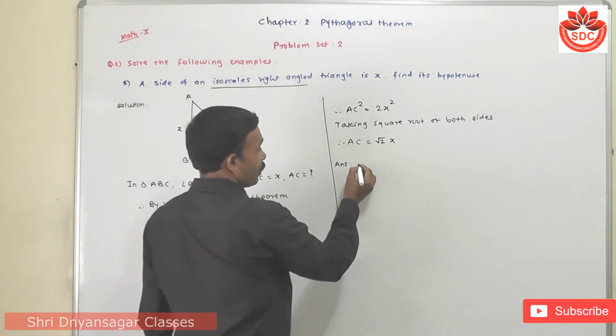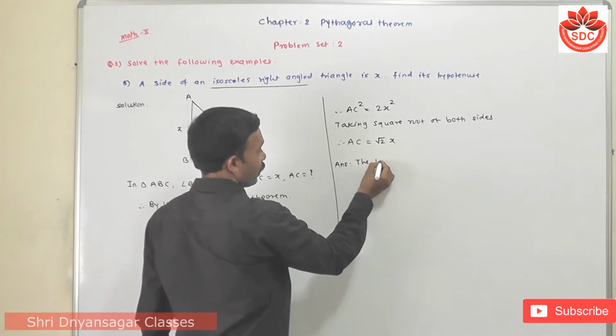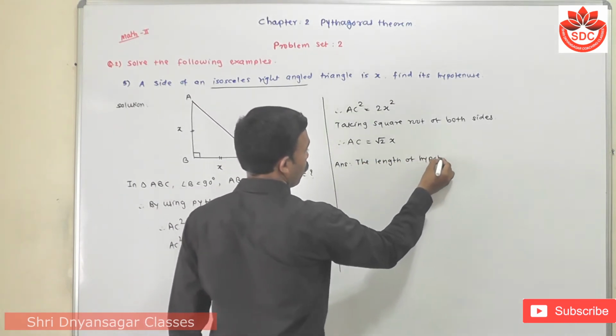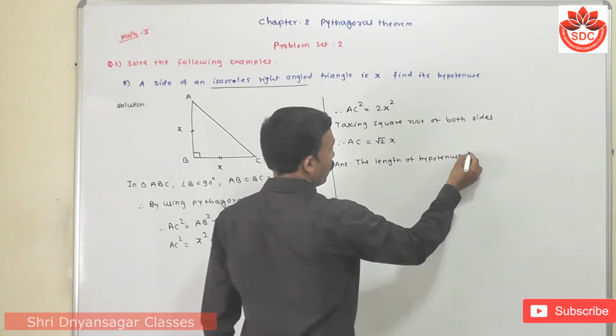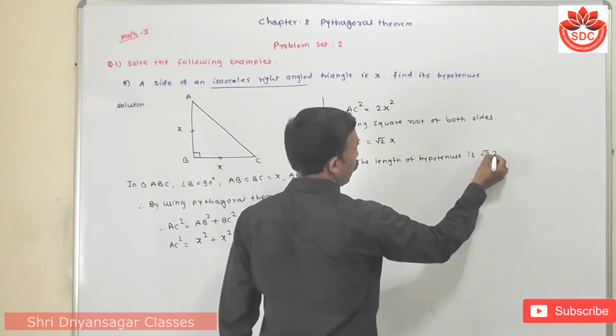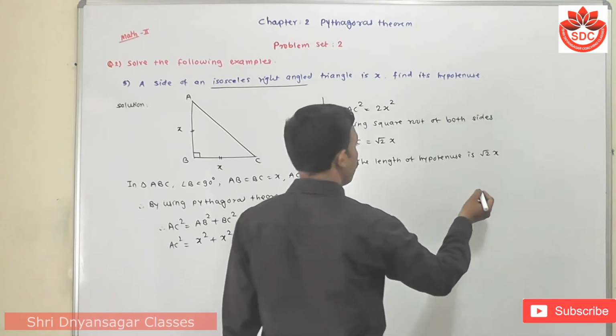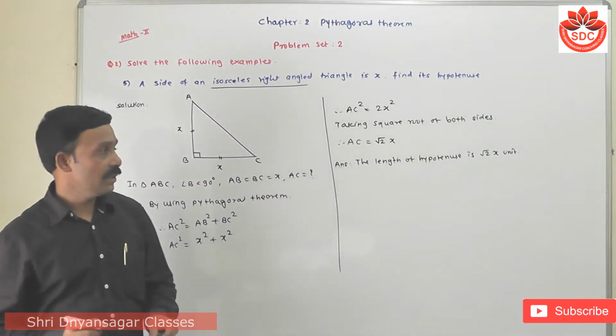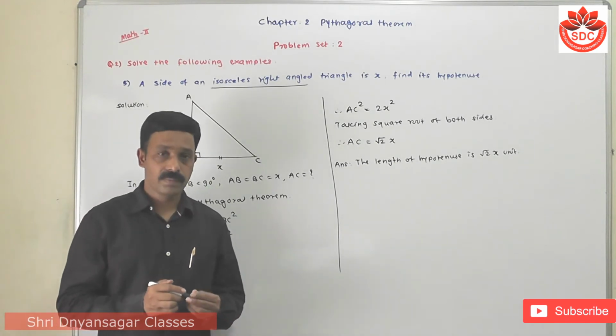Find its hypotenuse. The length of the hypotenuse is root 2 into x. The unit is not given, so you also have to write that here. Can you understand this? Let's see the next question.